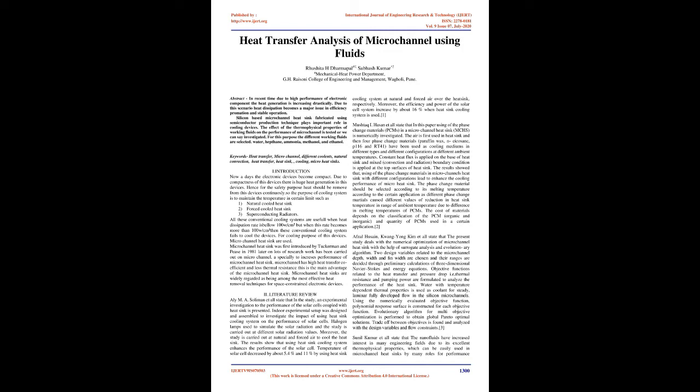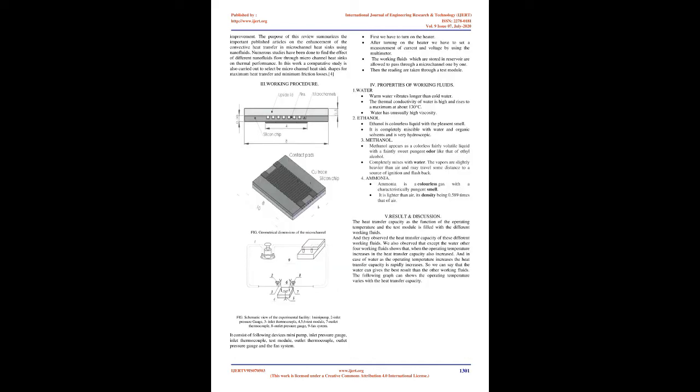The results show that using a heatsink cooling system enhances the performance of the solar cell. The temperature of the solar cell decreased by about 5.4% and 11% by using the heatsink cooling system with natural and forced air over the heatsink, respectively. Moreover, the efficiency and power of the solar cell system increase by about 16% when the heatsink cooling system is used.